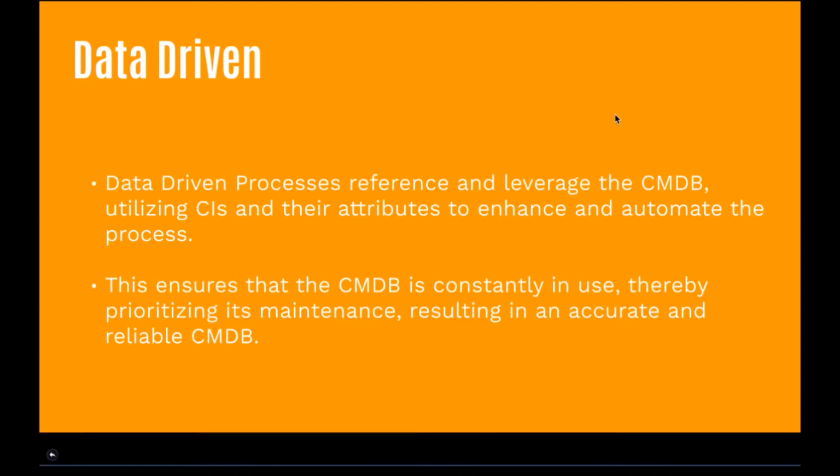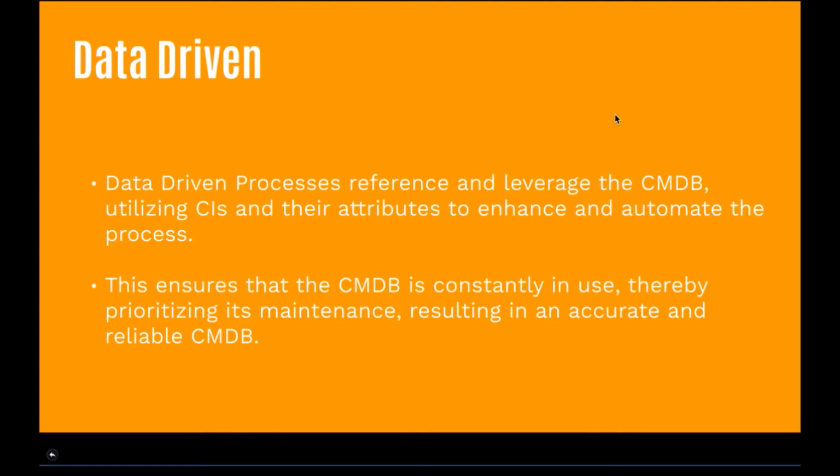So what? Of course, when you reference, it's great because you know what's happened to that CI, and it's definitely great visibility, and that's a win. But we want to take that one step further. We want to use the attributes. We want to use that data to further enhance and automate the process. Think approvals, think auto assignments, think SLAs, think reporting. This ensures that the CMDB is constantly in use, thereby prioritizing its maintenance, resulting in an accurate and reliable CMDB, of course.